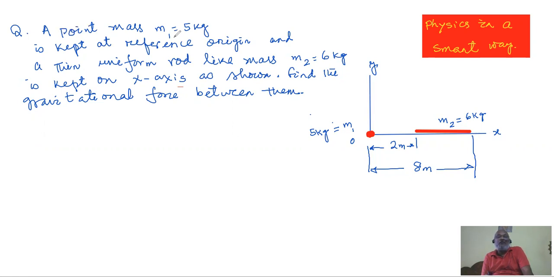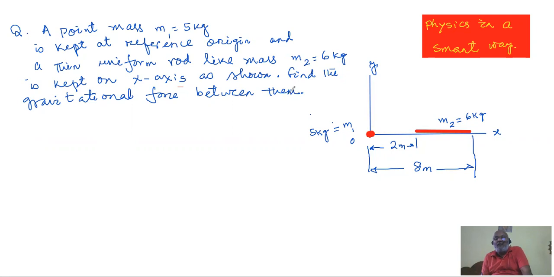A point mass m1, that is 5 kg, is kept at the reference origin, and a thin uniform rod-like mass, that is m2 equal to 6 kg, is kept on the x-axis as shown. The thin rod-like mass starts at x equal to 2 and ends at x equal to 8, as shown in the diagram. Find the gravitational force, or interaction, between them. So that is the question.